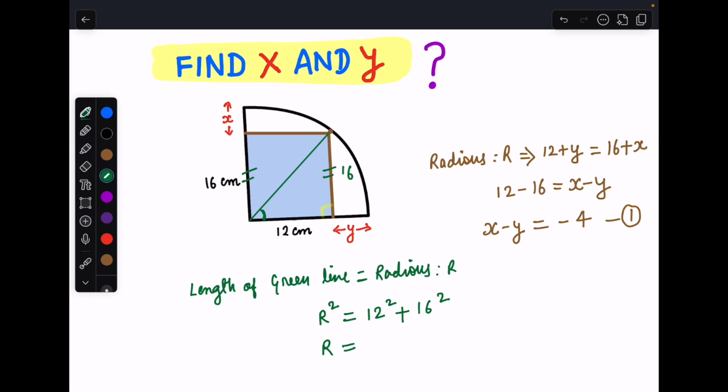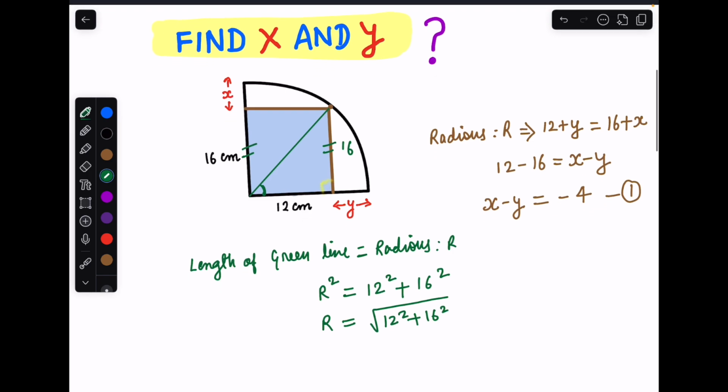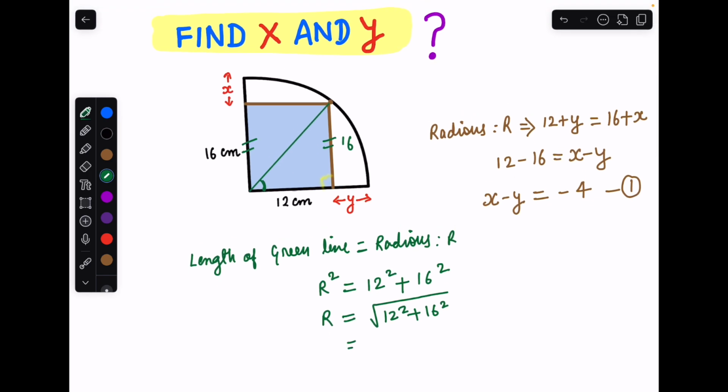So r will be 12 square plus 16 square. So this will be 144 plus 16 square, which is 256. This is equal to 256 plus 144, which is equal to 400. This will be equal to 20.